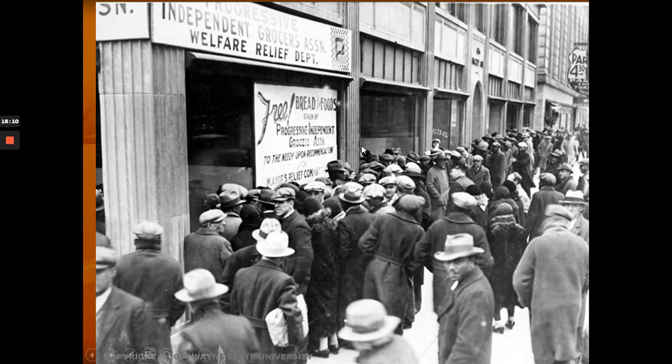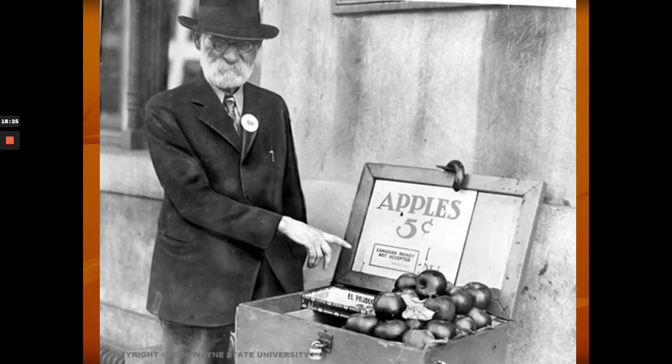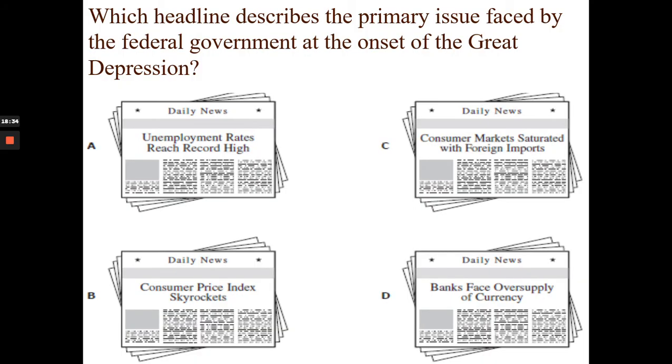Free Bread and Foods, Progressive Independent Grocers Association. So it's a charity, okay? Who will help me get a job? I don't want charity. Remember something about back then is that when people lost their job back then, they took it personally. They thought that they were a loser and that they were a failure. Today, we tend to blame the government.